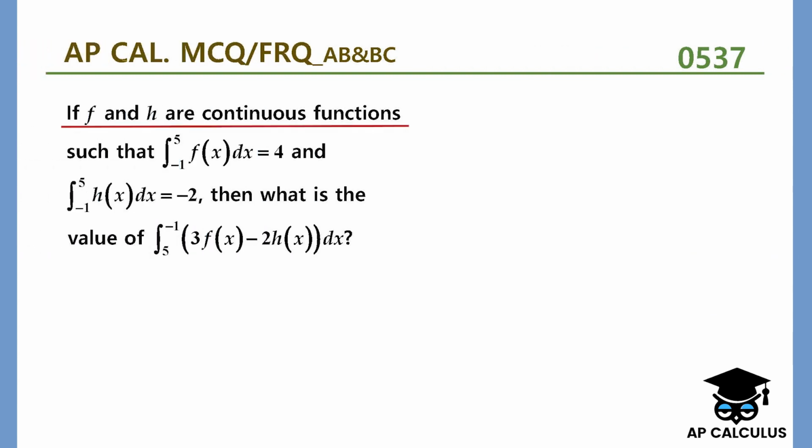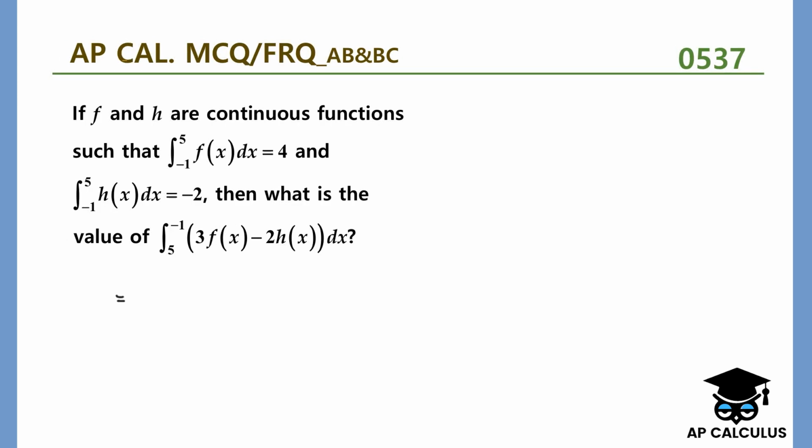Question 537. If f and h are continuous functions such that integral from -1 to 5 of f of x dx is equal to 4 and integral from -1 to 5 of h of x dx is equal to -2, then what is the value of this integral expression? Okay, let's simplify this integral first. We have a larger number here, smaller number here, right? So the first thing we have to do is switch these two. Then it's going to be equal to negative integral from -1 to 5, and we have 3 f of x minus 2h of x dx, right?